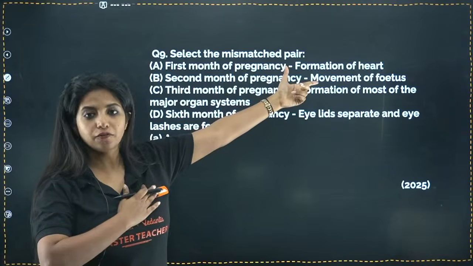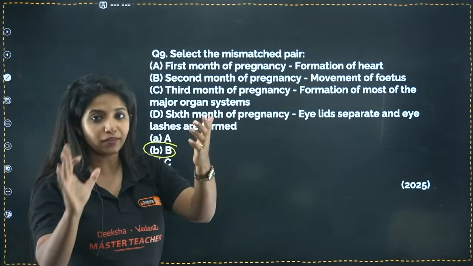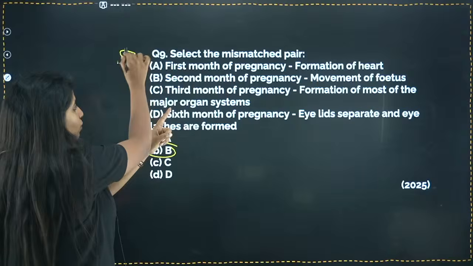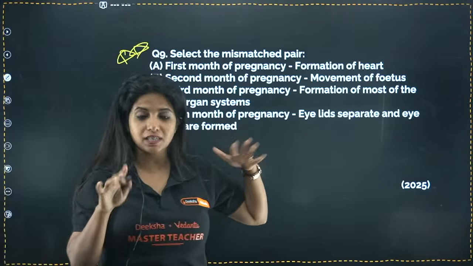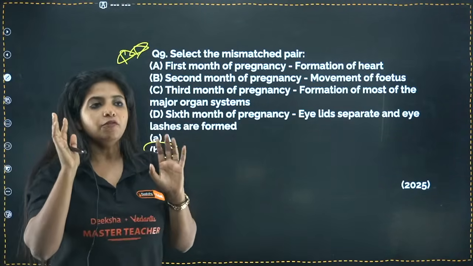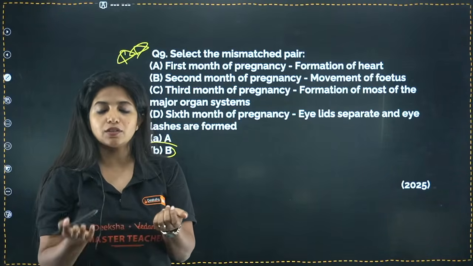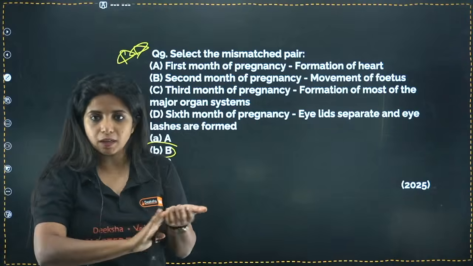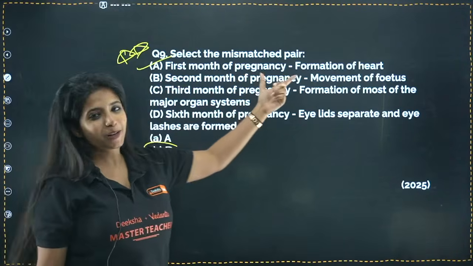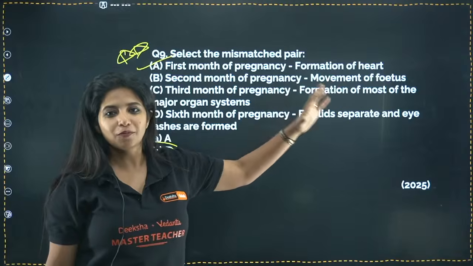First month of pregnancy, you have formation of heart. Yes, first month, always remember, this is a repeated concept. Very much important concept. This concept repeats every now and then. When someone dies, you check the heartbeat, right? Similarly, in the case of pregnancy, first when someone is born, you check the heartbeat. So this is correct.